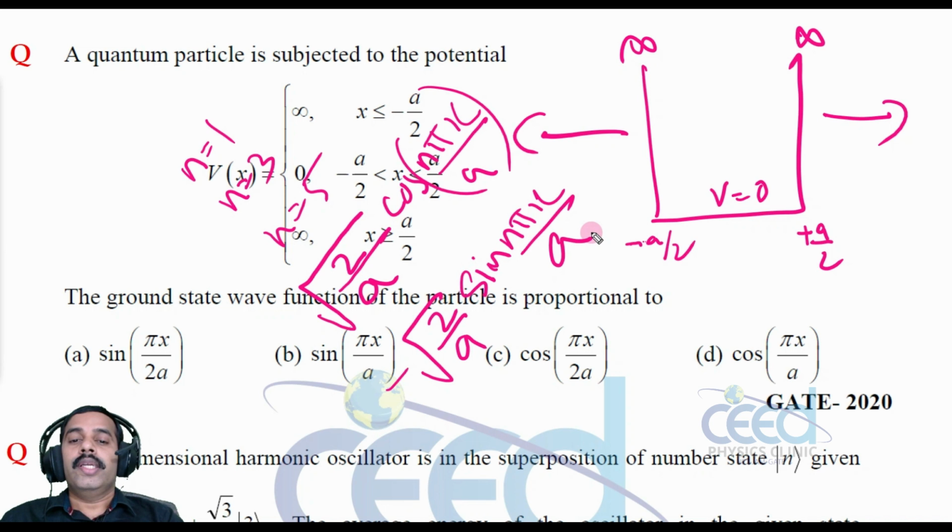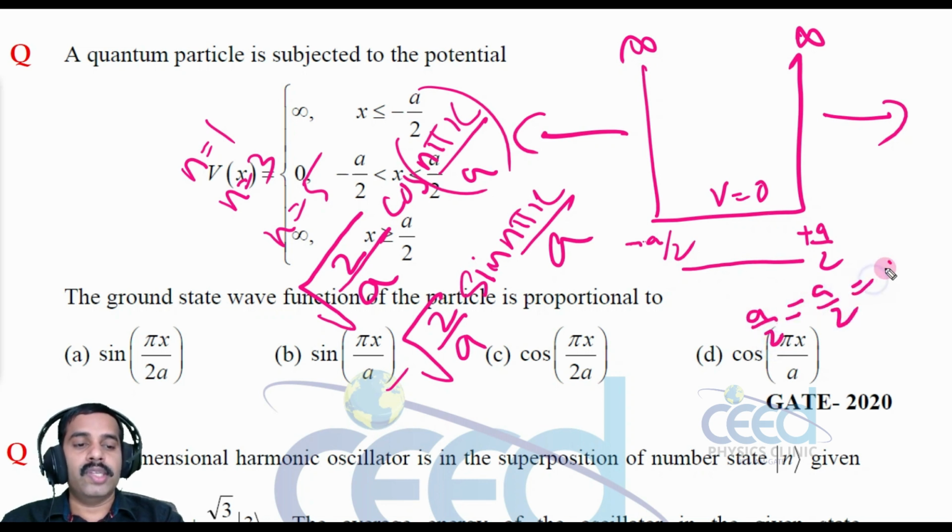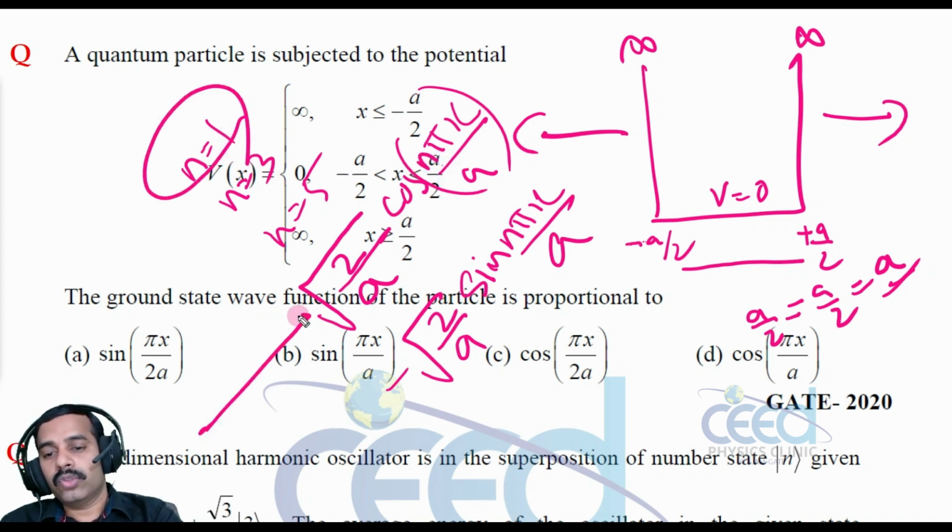Now here the case is the ground state wave function for the particle is proportional to. So this width is minus a by 2 to a by 2, so a by 2 minus minus a by 2 is equal to a. So here root 2 by a, but the ground state n is equal to 1, which means the odd condition. So we have to select this wave function. If n is equal to 2, 4, 6, then you have to select the other wave function.